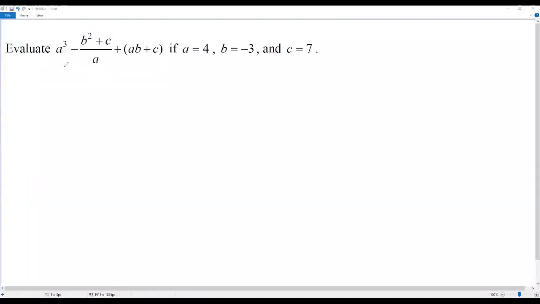Here we have a problem on evaluating expression. So we have to evaluate the expression over here for the given values of A, B and C. Okay, here in our first step what we need to do is we have to plug in the given values for A, B and C into the expression over here.